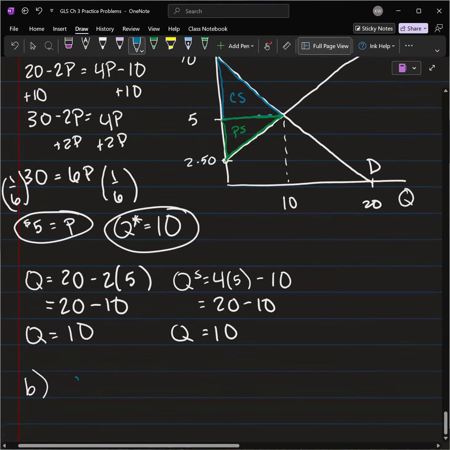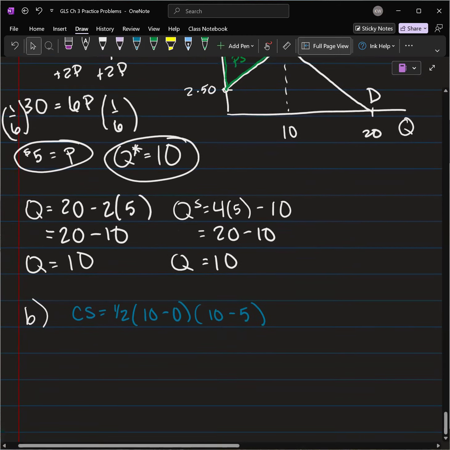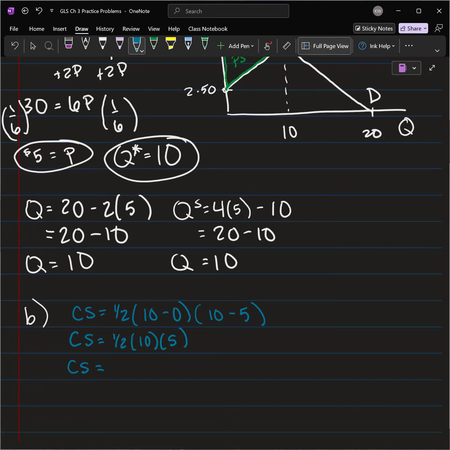To find these, we're again just going to use the area of a triangle formula. So for consumer surplus, we'll have 1/2 times our base, which is the amount traded, so 10 minus 0, times the height, which is the difference between the choke price and the equilibrium price. So 10 minus 5. Simplifying gives us 1/2 times 10 times 5. 1/2 times 10 is 5. 5 times 5 is 25. So our consumer surplus in this market is $25.